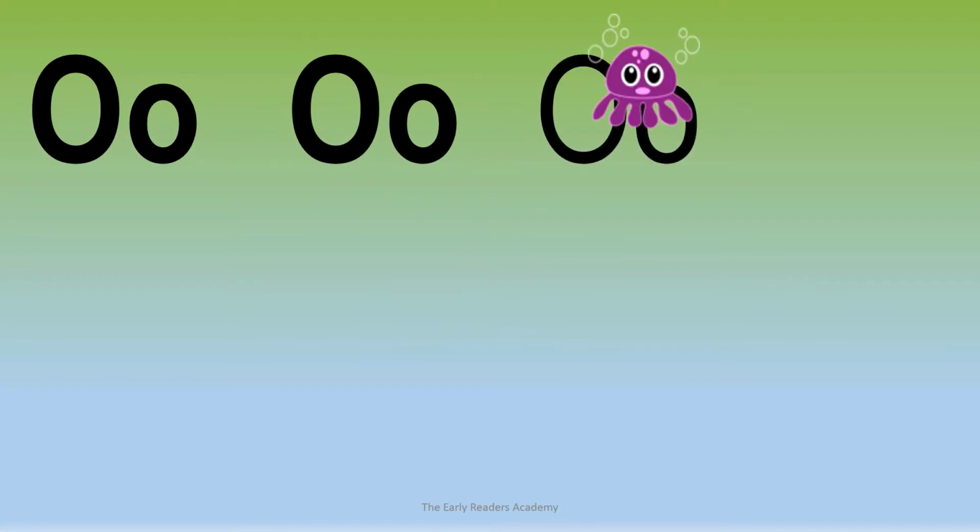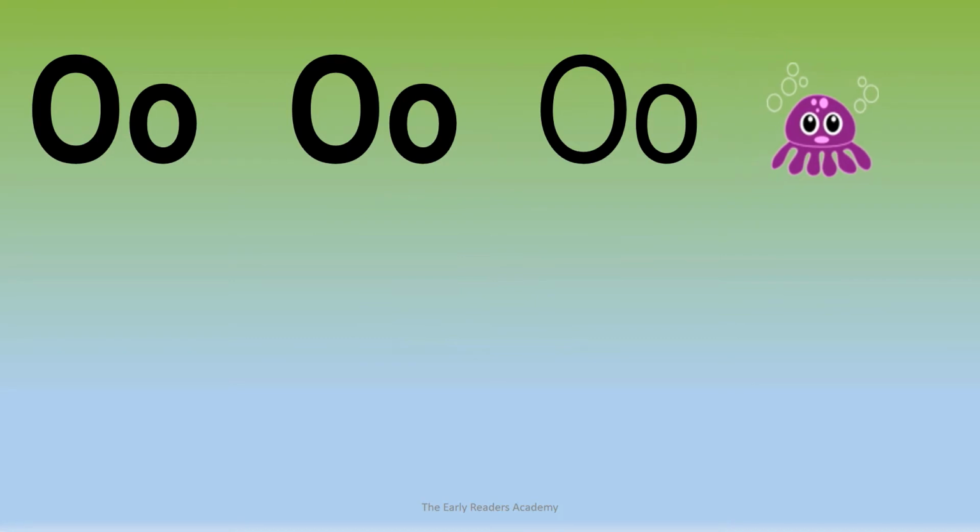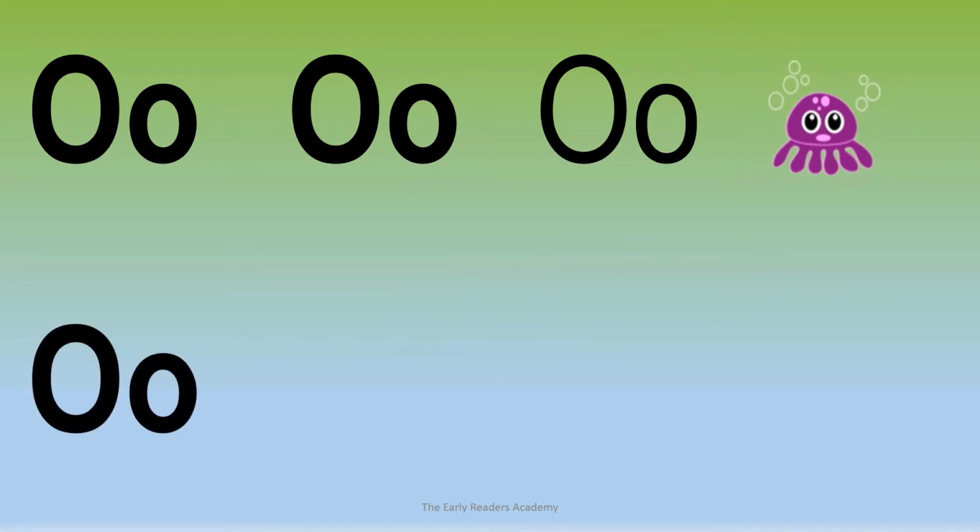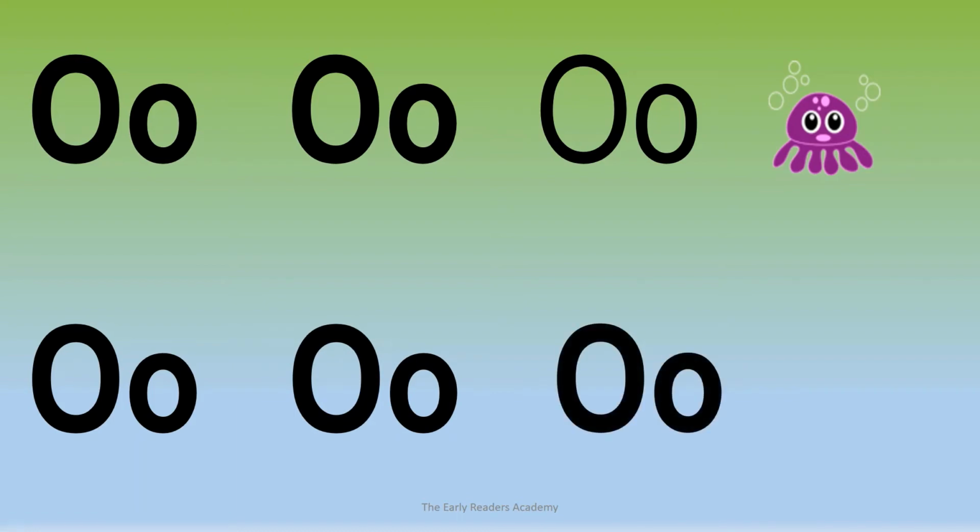Now let's go to the sound of O. This is big O. This is the small O. And the sound of O is O. O, O, O, octopus. O, O, O, octagon.